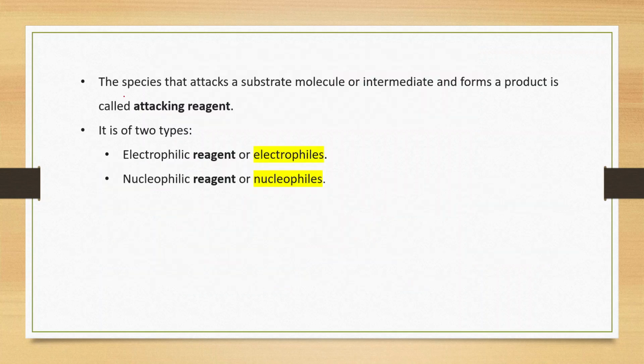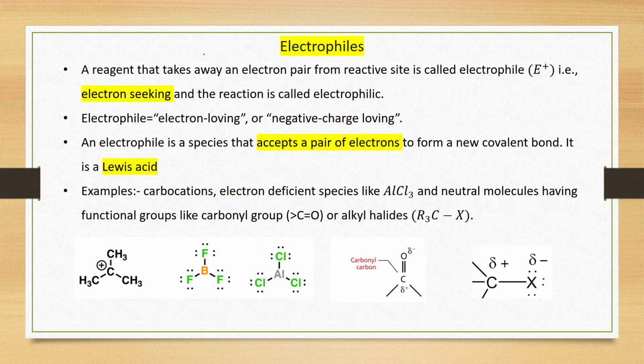Now, what is this attacking reagent? The species that attacks a substrate molecule or intermediate and forms a product is called an attacking reagent. It is of two types: electrophilic reagent or electrophiles, and nucleophilic reagent or nucleophiles. We will discuss them one by one. First, electrophiles. A reagent that takes away an electron pair from a reactive site is called an electrophile, and this is represented like this.